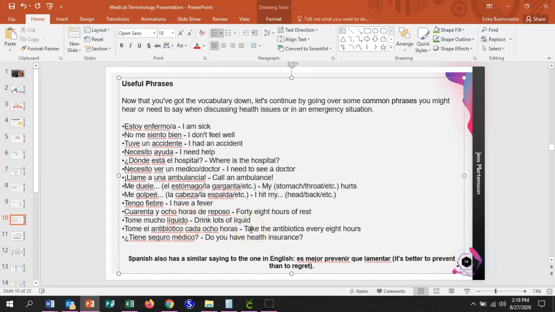Take the antibiotics every 8 hours. Tome el antibiótico cada 8 horas. If you need to change it to fewer hours, we've gone over numbers, so just replace that with that. Do you have health insurance? Tiene seguro médico. Spanish also has similar sayings to the one in English: mejor prevenir que lamentar. That is a saying in Spanish that you will hear frequently. It's better to prevent than to regret.